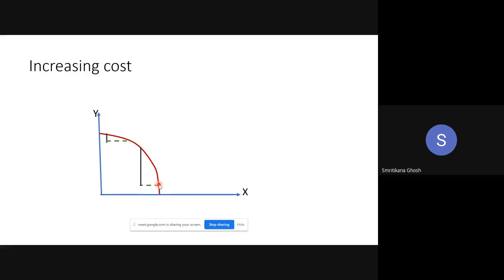Now, what is the amount of Y he has sacrificed for the second movement? Look at the extent of the reduction in Y. If you compare this Y with this Y, you can understand that the fall in Y is significantly higher in the second movement than in the first movement. So we can say the opportunity cost of X is increasing when he is moving in this direction, because the sacrifice of Y is increasing. So that is the reason behind the concave shape.